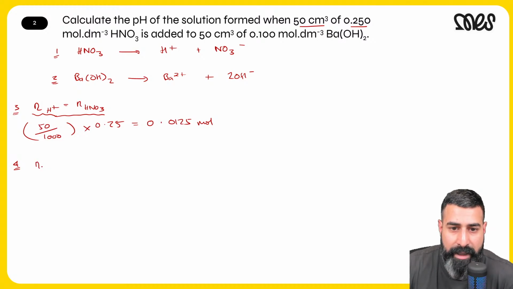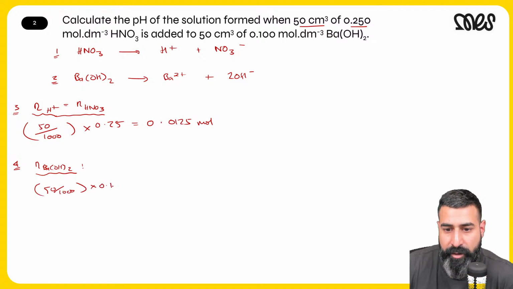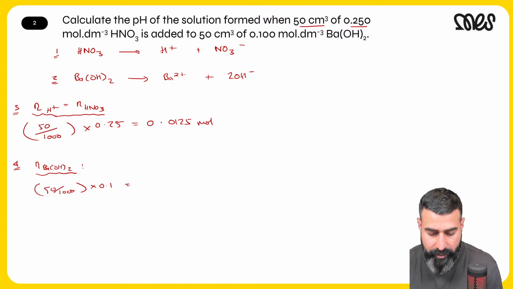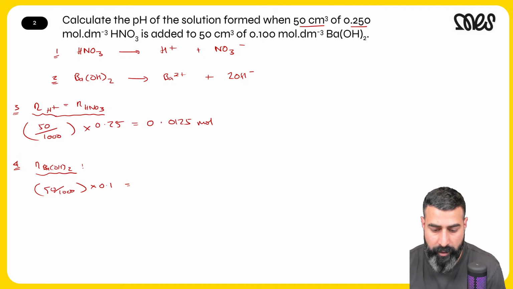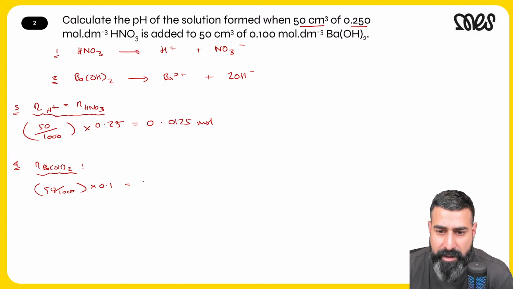So now I need to work out the number of moles of Ba(OH)2. Okay. So what am I going to do? I've got 50 centimeters cubed of that. Multiply that by 0.1 to get me the barium hydroxide concentration. Okay, cool. So 0.1 gets me 5 times 10 to the minus 3.